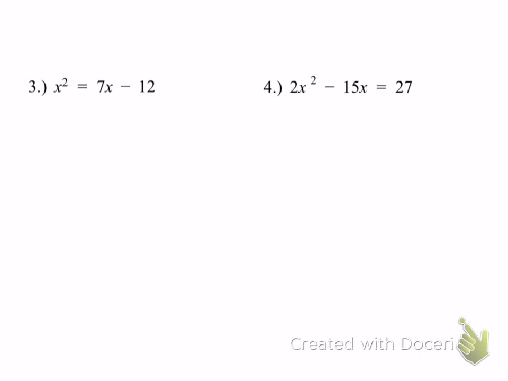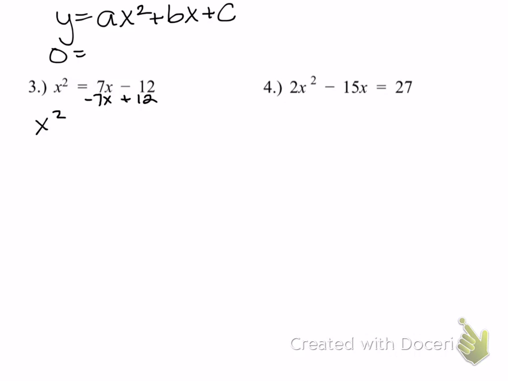Number 3. So remember, the first thing that we talked about was something in standard form, and we know that equation was y equals ax squared plus bx plus c, or it's equal to 0 something. But if we look at number 3, it's not equal to 0, it's equal to x squared. So we need to make that equal to 0. So let's move over that 7x and that negative 12. So we know we'll subtract that 7x, but add the 12. So our new equation is x squared minus 7x plus 12 equals 0, because I wanted to move everything to the other side. So now, given that, we can factor.